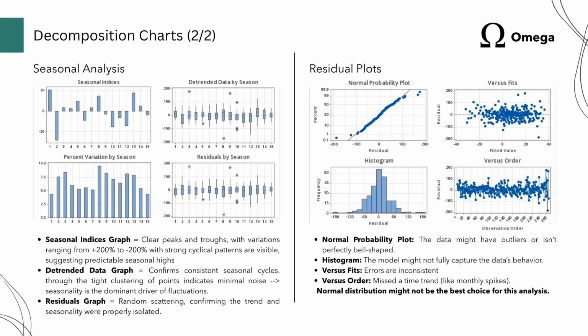In the residual plots, as we can see, it might not be the best data to analyze the gold price, because the model doesn't fully capture the data's behavior, and there are errors, inconsistency with a missed time trend, and the data might have outliers or isn't perfectly bell-shaped, which might indicate that the normal distribution might not be the best choice for this analysis.